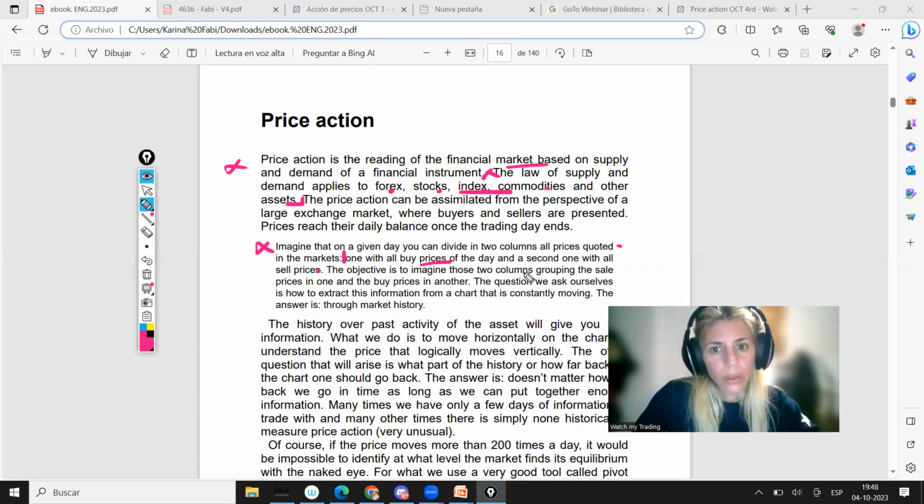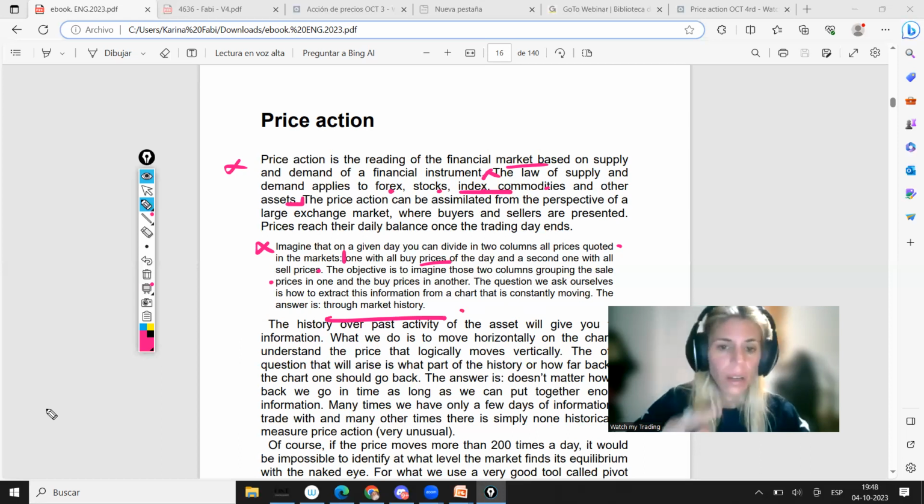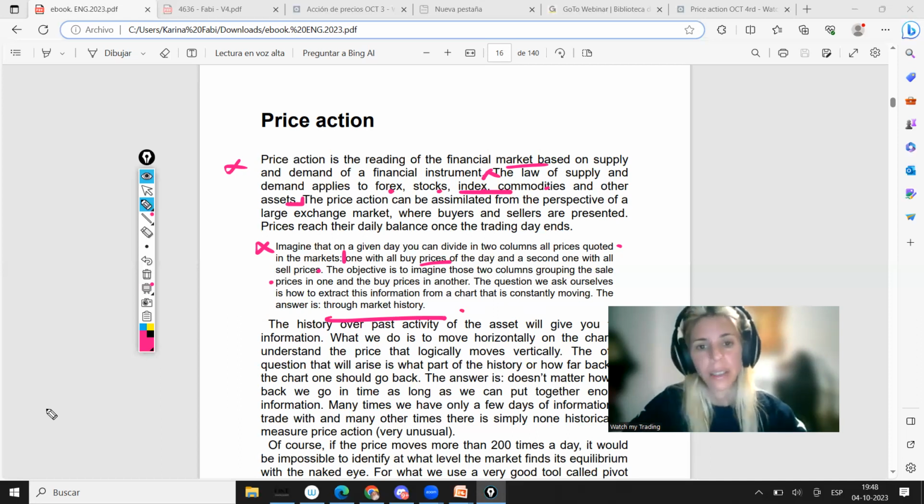So the idea is to imagine those two columns grouping the sell prices and then the buy prices. The question we ask ourselves is how to extract the information from a chart that is constantly moving. The answer is through market history. So through market history and stats that the market is telling me, I know that, one more time, the 105 from the euro, above 105, I know I can buy, below 105, I know I can sell. I know that below the 105.50, there is a sell price because it's a high in the seller area. And you're going to keep having those same conclusions over and over again. That's what makes you actually an expert on reading the market through prices and not through indicators.